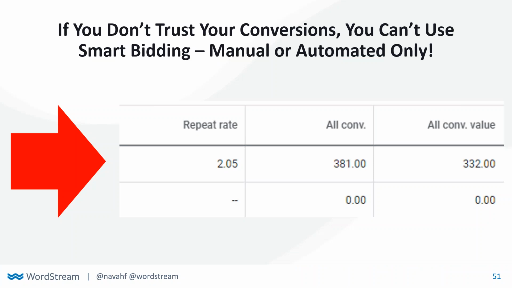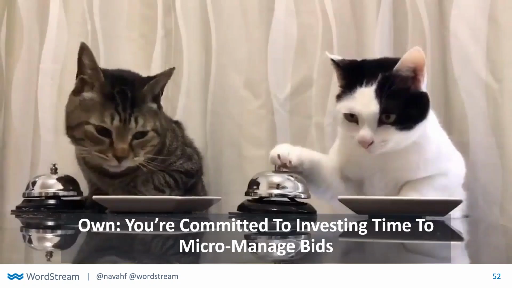One of the reasons that we at WordStream actually include implementation support and conversion tracking as part of your subscription, if you're a WordStream customer, regardless of what level you come on, is because we know it is so incredibly important. So if you don't trust your conversions, you have to do manual or automated only. You cannot use TCPA, TROAS, max conversions, and enhanced CPC.